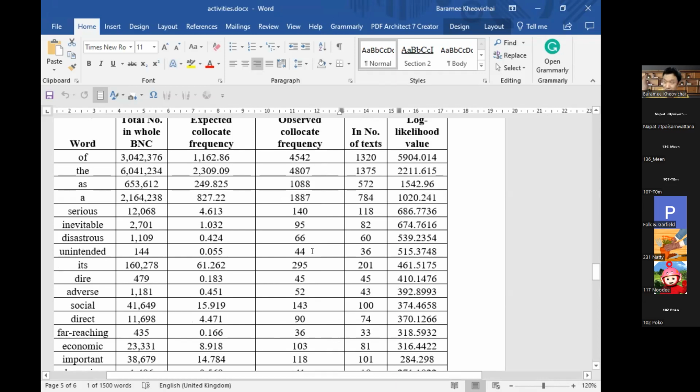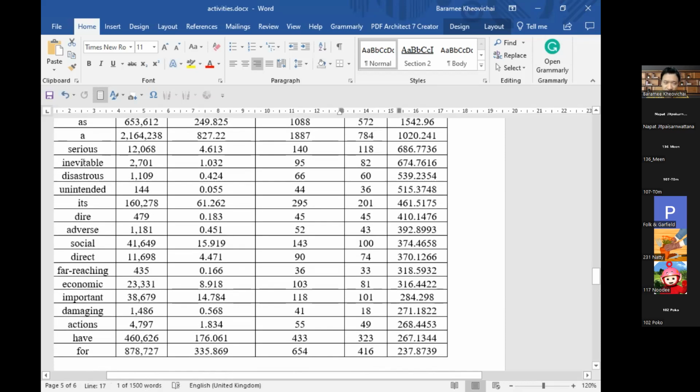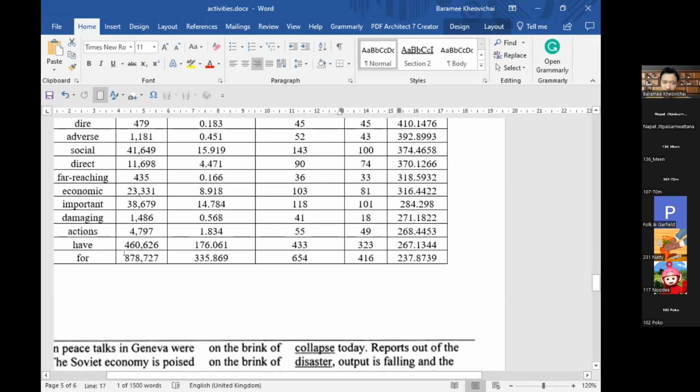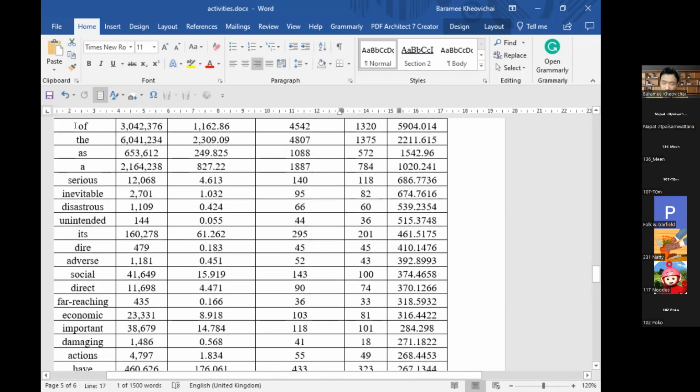So here, this is the answer. You can search in a corpus and then you can find out the list of collocates for the words that you want to know. So here we have the words of, the, as, a, serious, inevitable, disastrous, unintended, is, and so on. So these are the collocates of consequence. And apart from function words, you also have some adjectives like serious, inevitable, disastrous, unintended, dire, adverse, right?